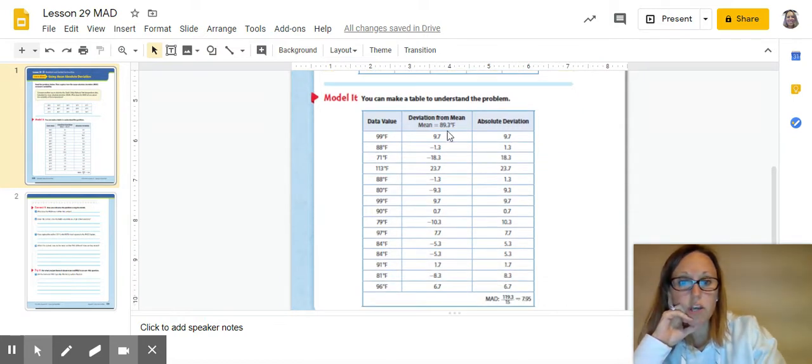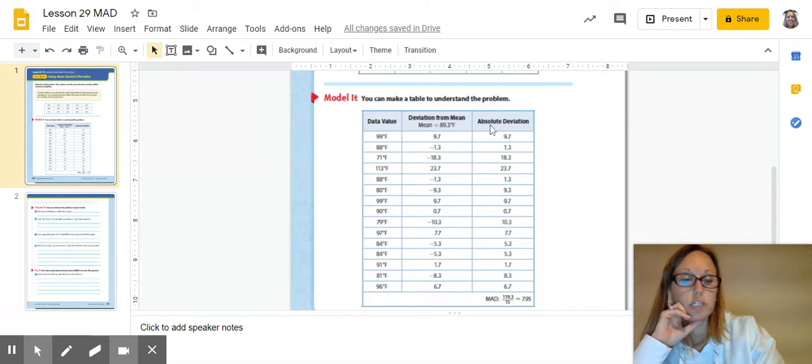They already found the mean for us, and our mean is 89 and 3/10 degrees Fahrenheit. So then when you have 99 degrees, 99 minus 89 and 3/10 gives us a difference of 9 and 7/10. So our absolute deviation is 9 and 7/10.